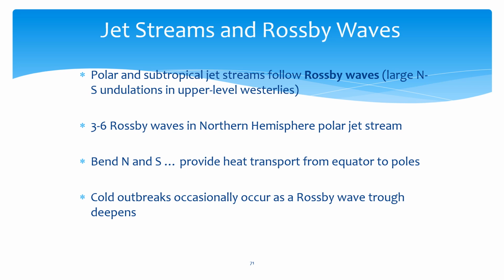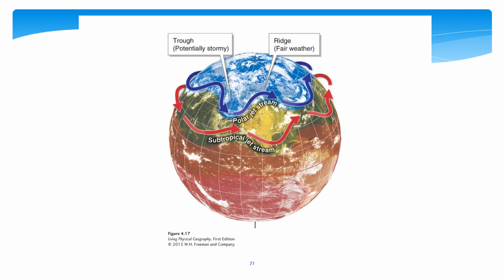Normally, at any given point in time, you will have between 3 to 6 of these Rossby waves in the polar jet stream in particular. Here it says the northern hemisphere because we're just biased that way, but this goes on in both hemispheres. Let's take a look. So here, this figure is showing you what I just said. Notice our troughs and ridges.